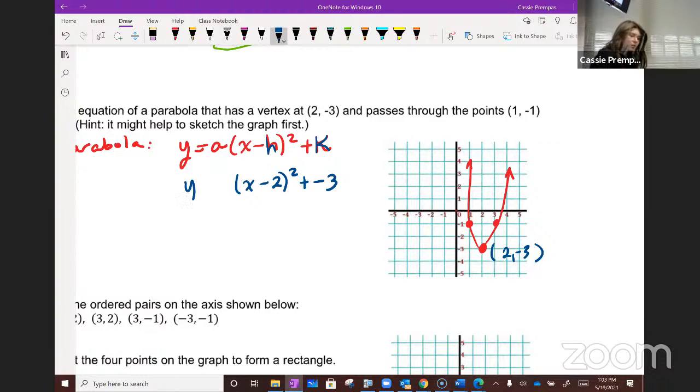Do you think A is going to be positive or negative? Positive, because it's facing up, right? If I was using that pattern that I know, I go over 1, up 2. So it's 2. Yes, so A is 2. Because remember, you always go over 1, up 1 times the value of A. So if 1 times the value of A equals 2, you went up 2. A is 2.